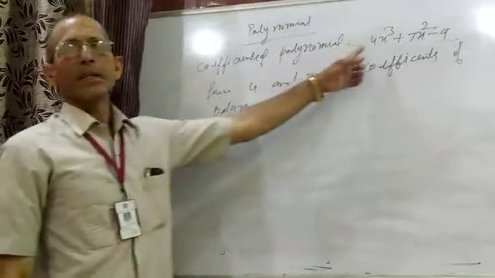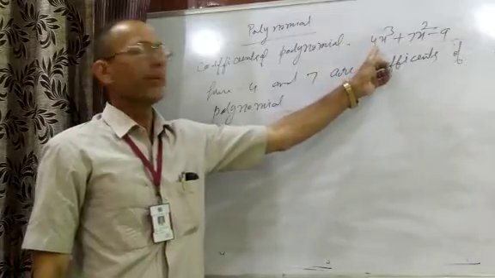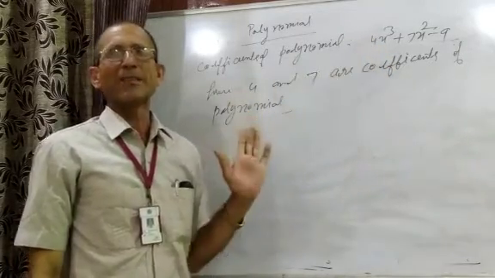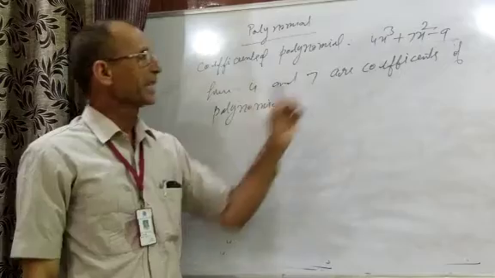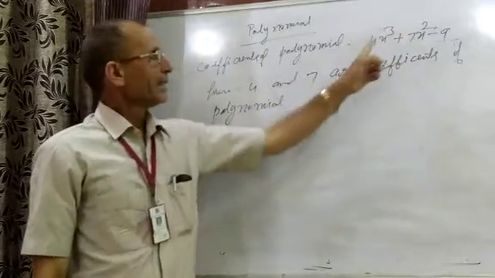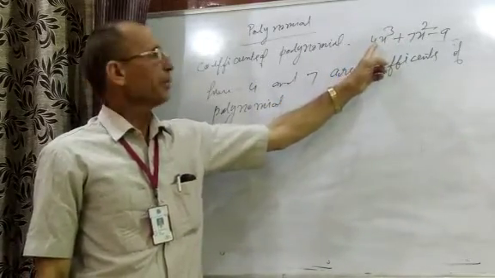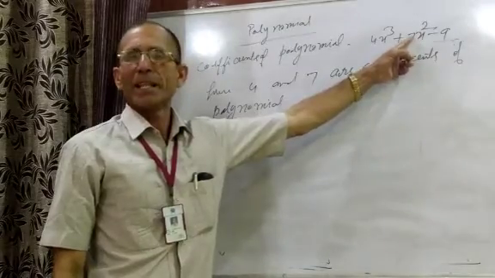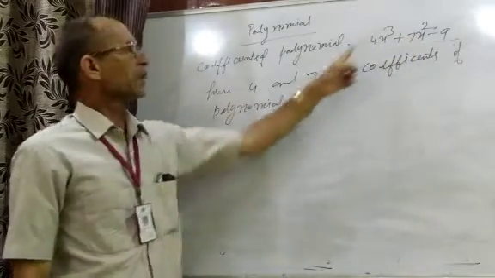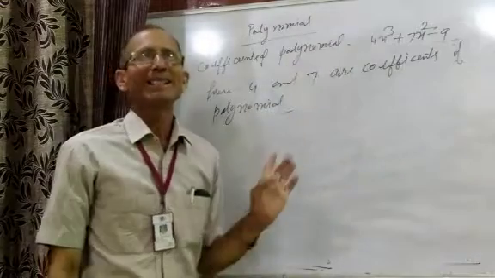In a simple way, you can explain it like this. The multiples which are multiplied with the variables are called coefficients. Here x is the variable. 4 is multiplied with x cube and 7 is multiplied with x square. So the coefficients of the polynomial are 4 and 7.